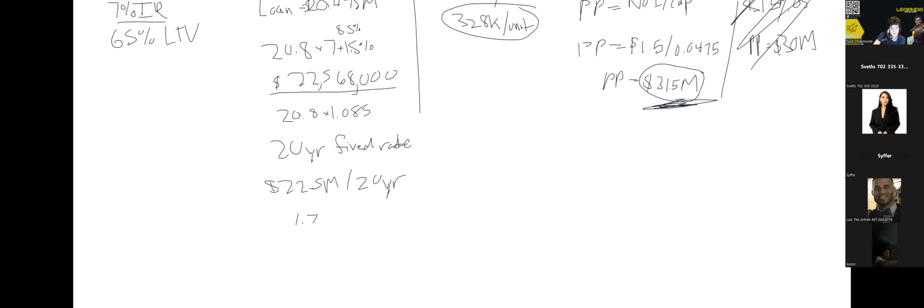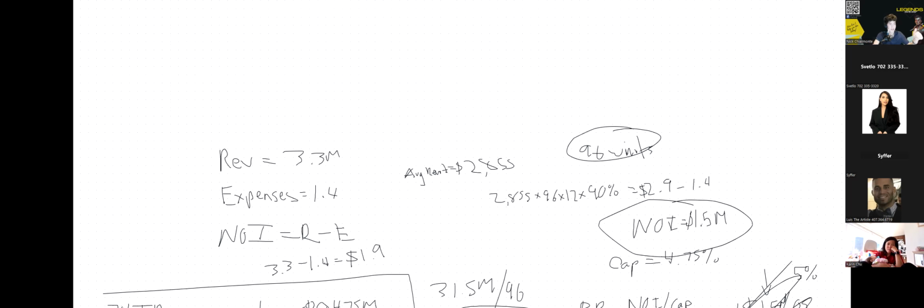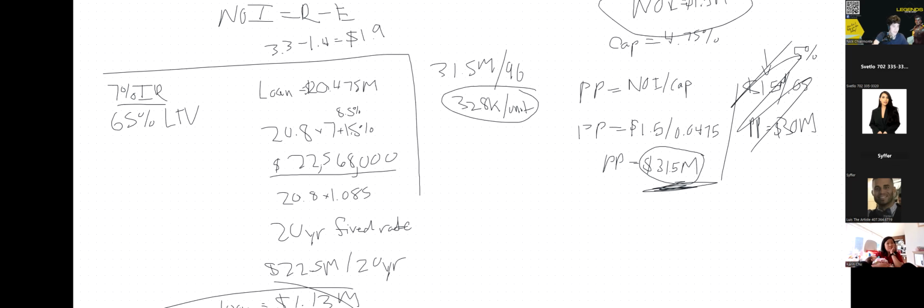If you multiply times 20, yeah, I did divided by 20. I got 1.13 million, like Karen got. Okay, I just did the 20% out of the 20,475,000. Yeah, so it would be over 20 years, so you would divide it by 20 years. So our loan is going to be 1.13 million. And if we look at the NOI, it's less than the NOI, which is a good start. Now to calculate the DSCR, we're going to divide the NOI by the loan amount, or our debt service, same thing.